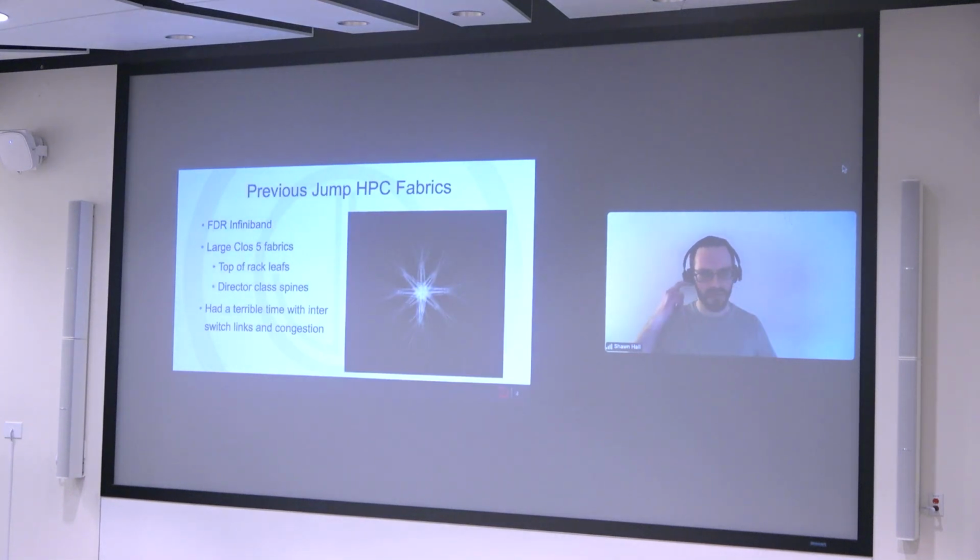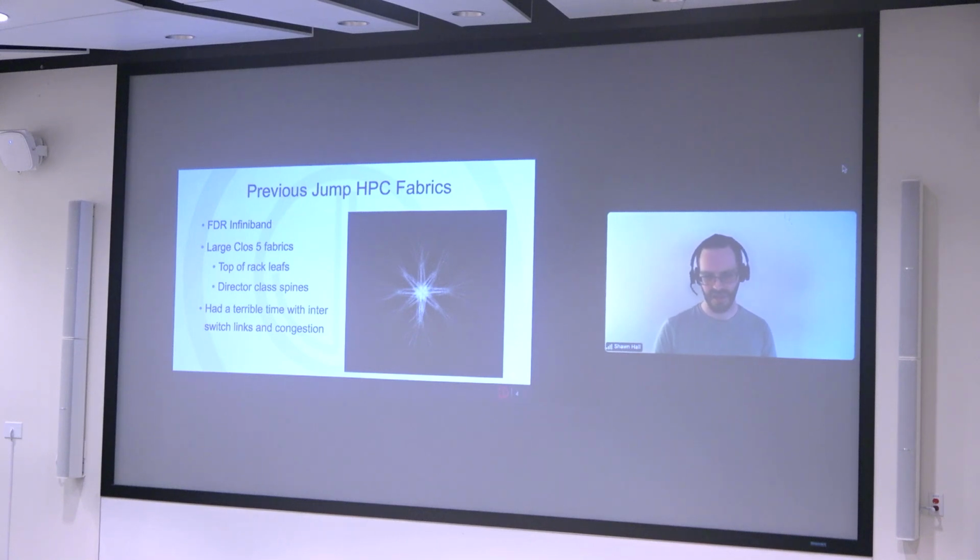So where we're coming from, previously we used to have some FDR InfiniBand fabrics. So the right side is kind of a diagram of what one of those fabrics might look like. These were large class 5 fabrics. They had top of rack leaves and director class spines, pretty similar to kind of some of the larger fabrics that Tommy had talked about earlier. And we just have had a terrible time with inter switch links in these fabrics and congestion events.